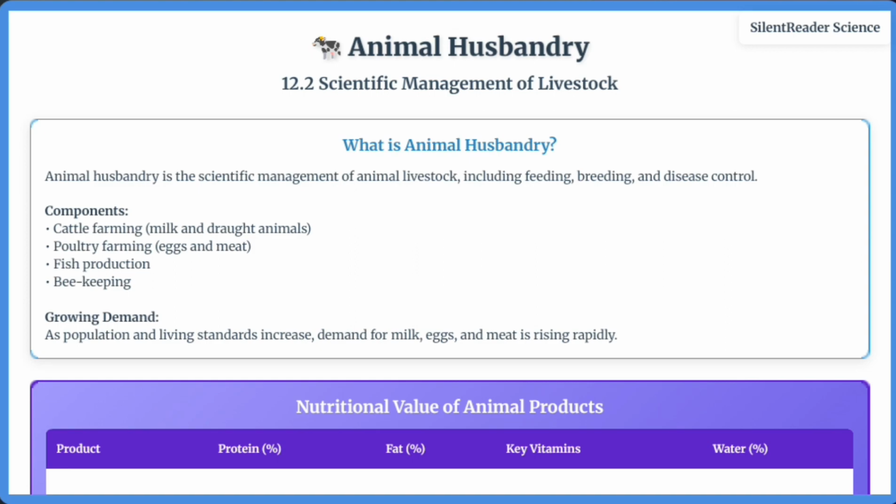Fish production comes from capture fishing in natural waters and culture fishing through farming. Beekeeping produces honey and wax. All these practices require proper shelter, feeding, breeding, and disease control for success.